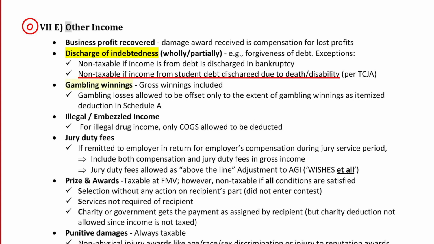Next, highlight gambling winnings. So these are all your winnings from gambling, from lotteries, from Vegas. Now, when we get to Schedule A, we'll also talk about gambling losses which are allowed as a deduction to the tune of gambling winnings out here on other income. Next one's interesting. Highlight illegal or embezzled income. Even that's supposed to be included on your 1040. However, underline, for illegal drug income, only COGS or cost of goods sold is allowed to be deducted.